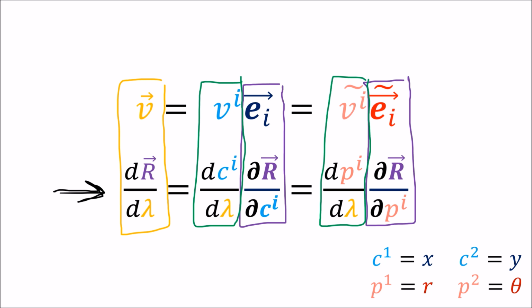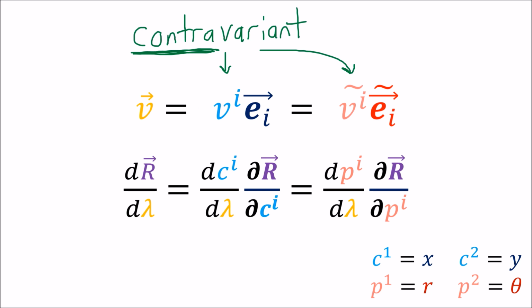And in the next video, we're going to show that just like ordinary vectors whose components are contravariant, the components of vector fields are also contravariant because they behave in the opposite way that basis vectors do.